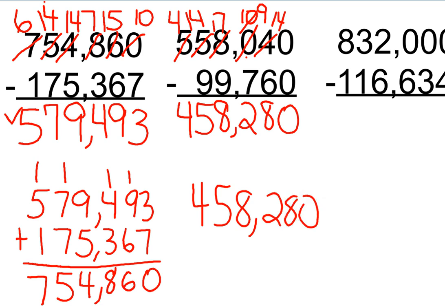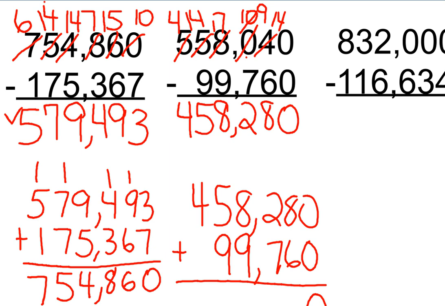We're going to check with addition, making sure we're lining up the place values. 14, regroup. 10, regroup. 18, regroup. 15, regroup. So it does check out. So this is an accurate answer.